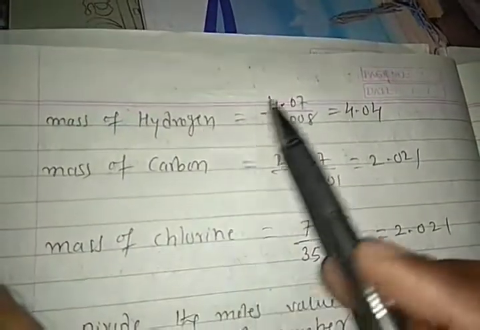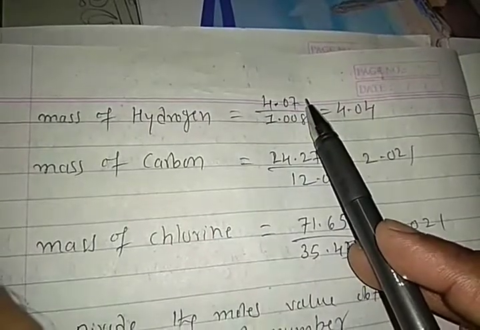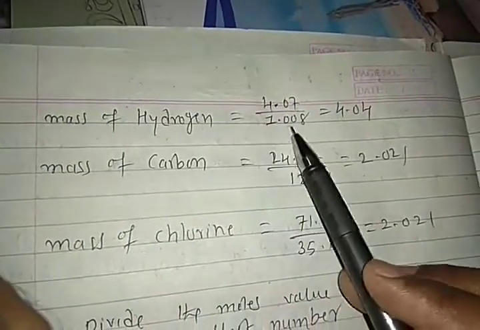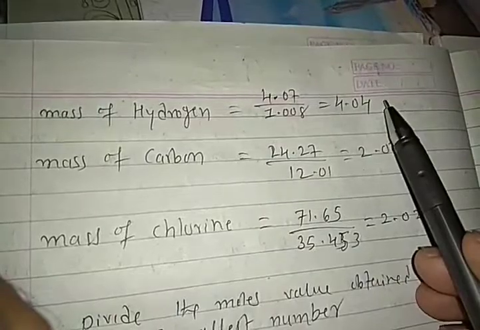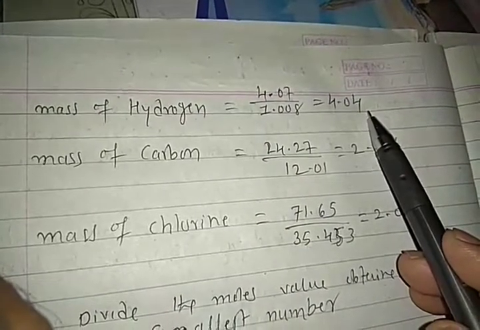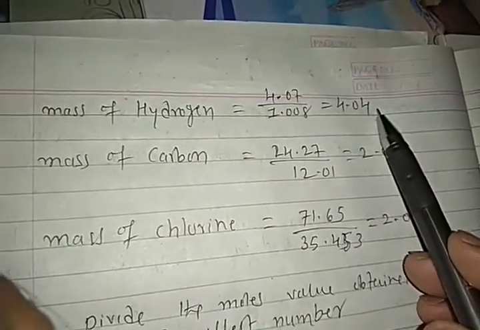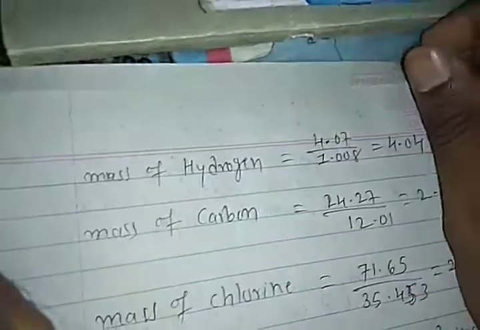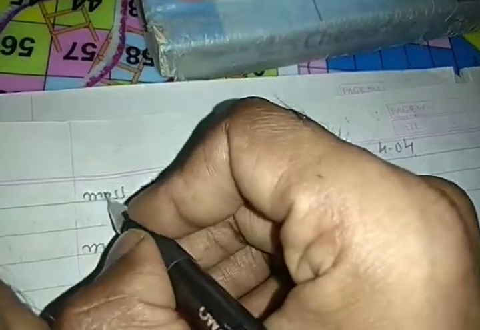Right? Let's see. Mass of hydrogen 4.07, atomic mass is 1.008. So the moles of hydrogen, sorry, I wrote here mass by mistake. Sorry, students. Write down here moles.